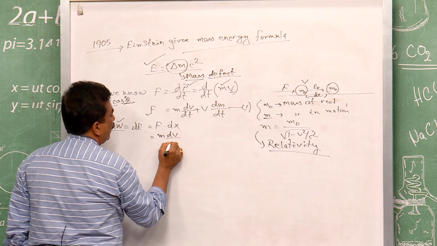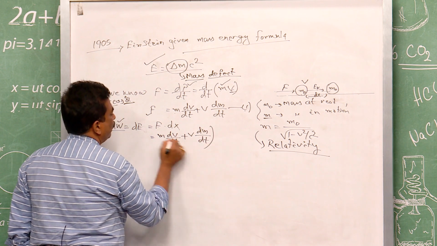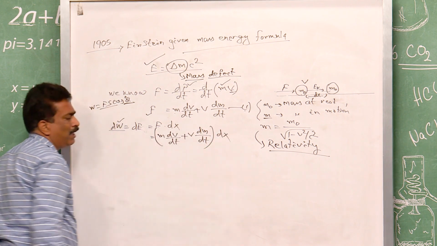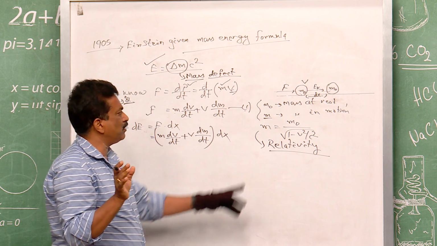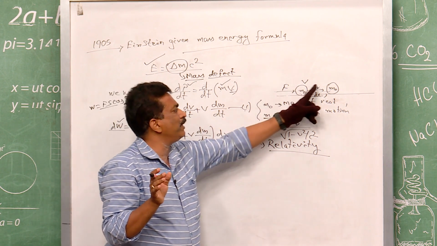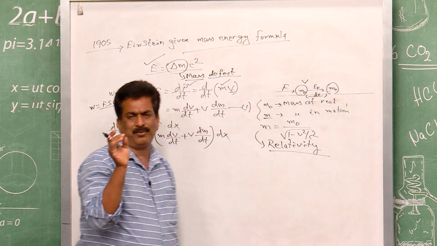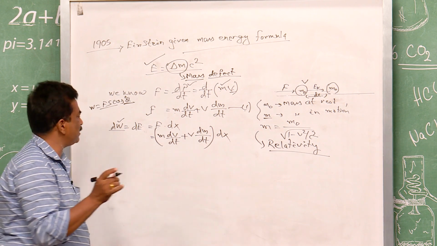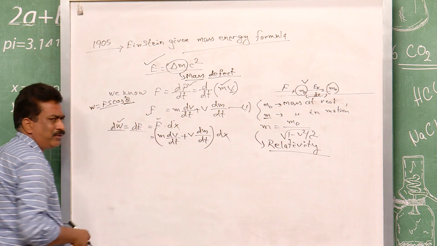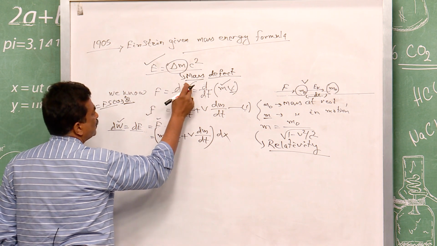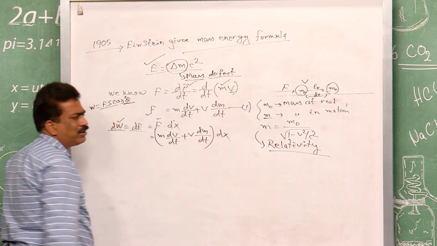So, (m dv/dt + v dm/dt) dx. Are you clear, my students? Originally the body has the mass m0, some force is applied, due to which its displacement takes place, that is dx. Due to that dx some work is done; the work is nothing but energy. Small work done dW is equal to the small energy dE, that is equal to F into dx, and that F is equal to the rate of change of momentum. Momentum is equal to mv, where mass is a variable and v is a variable.